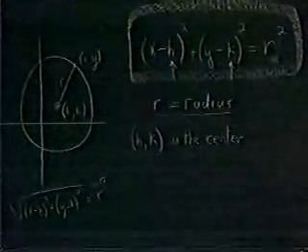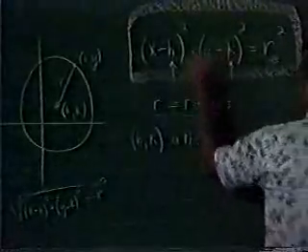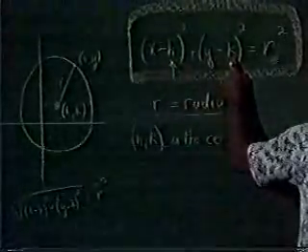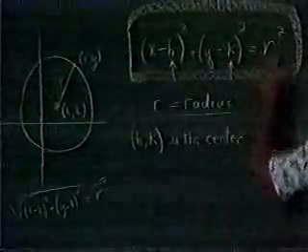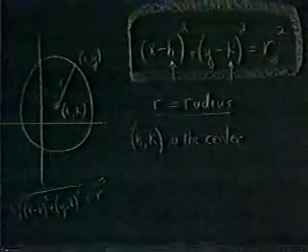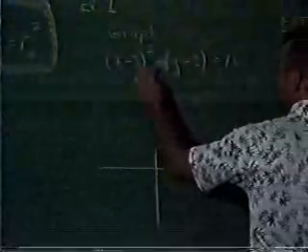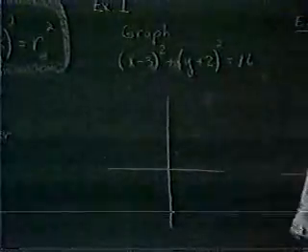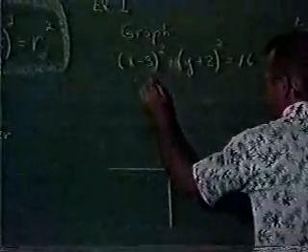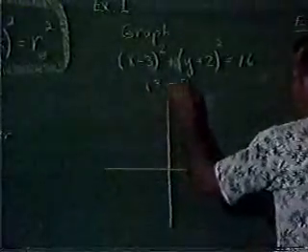Now what you've got to memorize is just that, where h is the x value of the center, k is the y value of the center, and r is the radius of the circle. All right, let's look at the first example. Example 1, we have the graph of (x minus 3) squared plus (y plus 2) squared is equal to 16.